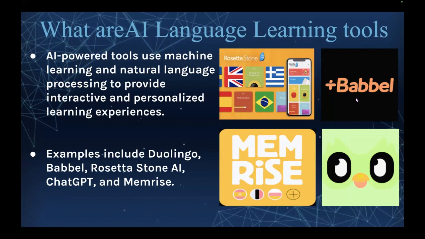Babbel, it's the one top right up here. Rosetta Stone AI, which is the top left one here. ChatGPT, which isn't featured, but we've done a couple webinars on ChatGPT, so I'm sure you know what it is. And then Memrise, which is the one bottom left.